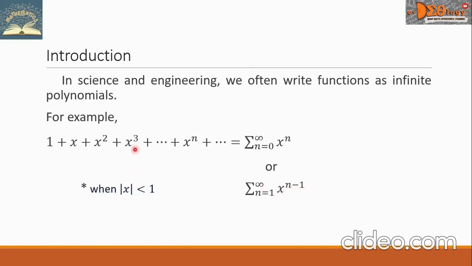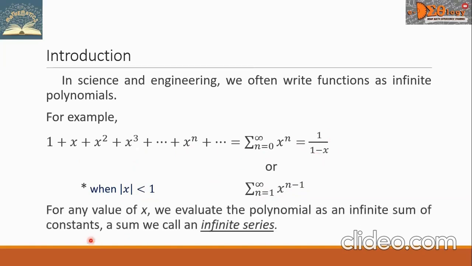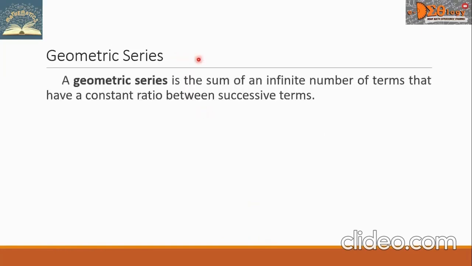When the absolute value of x is less than 1, we can write the sum of these infinite polynomials as 1 over 1 minus x. For any value of x, we evaluate the polynomial as an infinite sum of constants, a sum we call an infinite series. Let's go to geometric series.